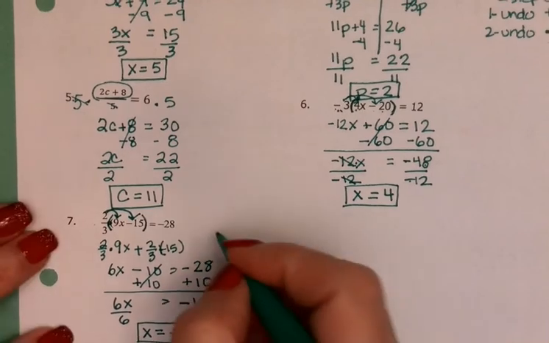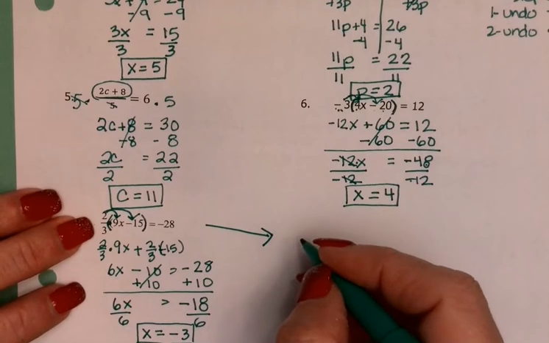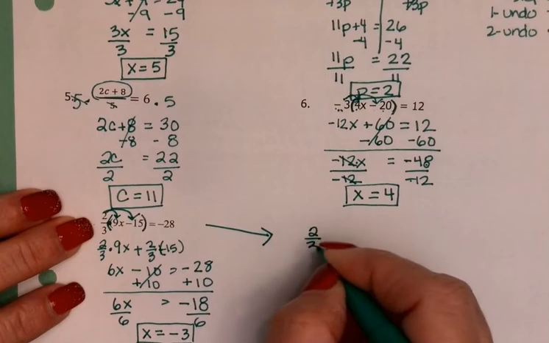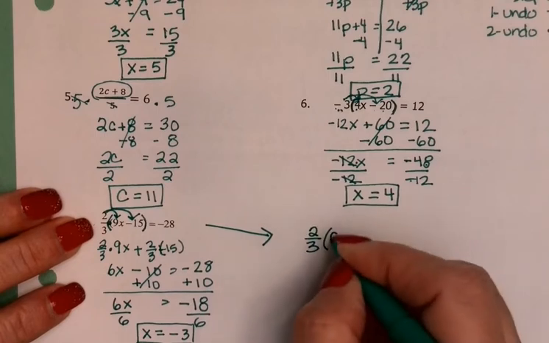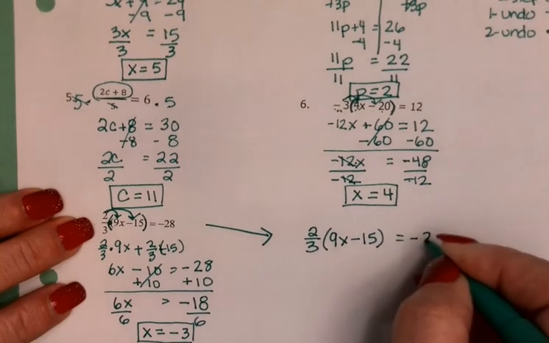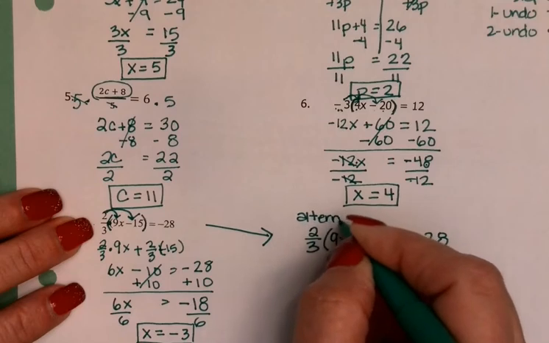Now, some of you in class said, Mr. Philippi, couldn't we get rid of that 2/3 first? And yes, we can. So we have 2/3 times 9x minus 15 is equal to negative 28. So this is an alternate solution for those of you that understand it.